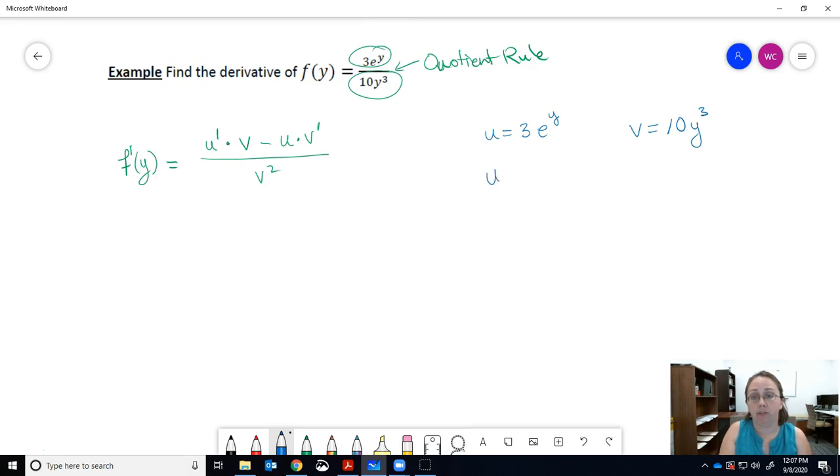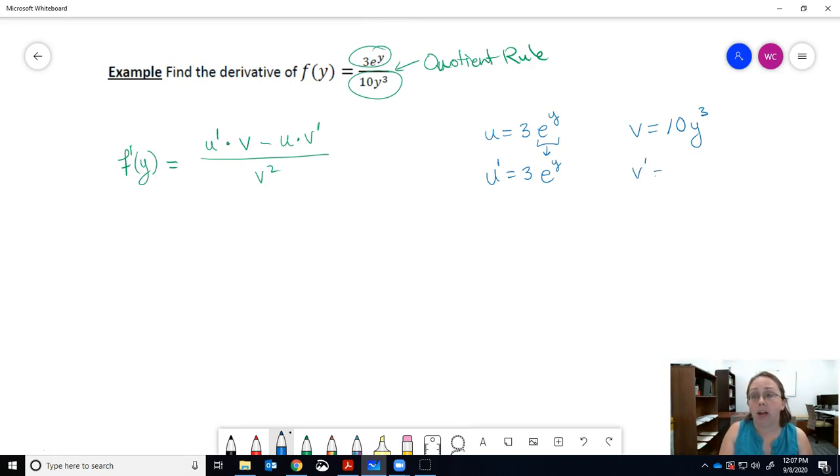So the derivative of the top, all right, we have two things here, multiplying, but the 3 is a constant multiple. So what does a constant multiple do? It hangs out, chills out, and you take the derivative of the rest. What's the derivative of e to the y? Just like it was e to the x, it's the same thing, e to the y. Derivative of e to the y is itself.